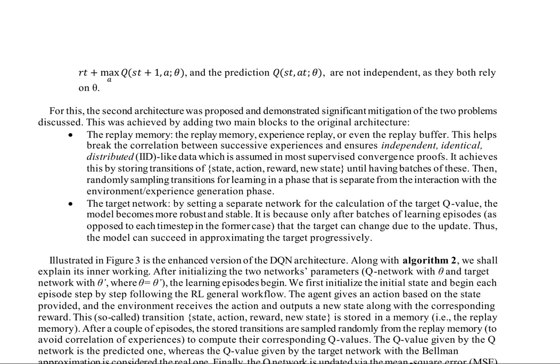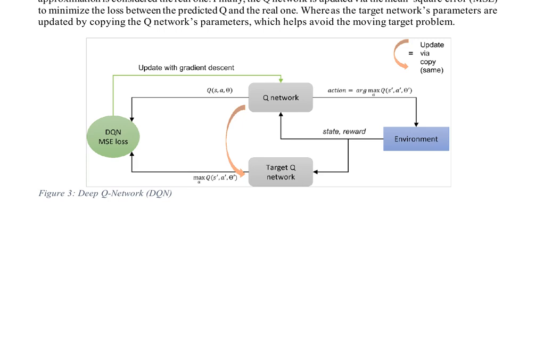The Enhanced Deep Q Network (DQN) architecture is proposed to mitigate two significant problems: correlation between successive experiences and the moving target problem. This is achieved by introducing two main blocks: the replay memory and the target network. The replay memory stores transitions of state, action, reward, new state, until having batches, then randomly samples transitions for learning, ensuring independent and identically distributed (IID)-like data. The target network, a separate network for calculating the target Q-value, makes the model more robust and stable.